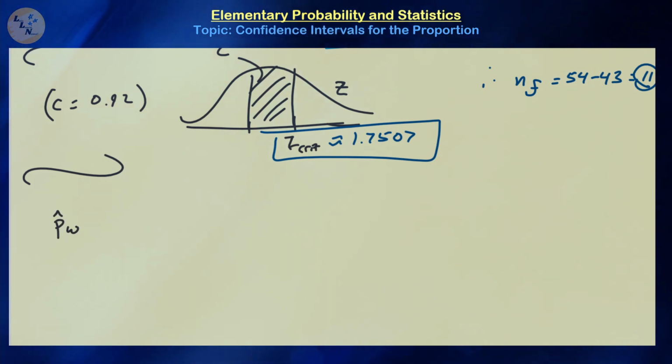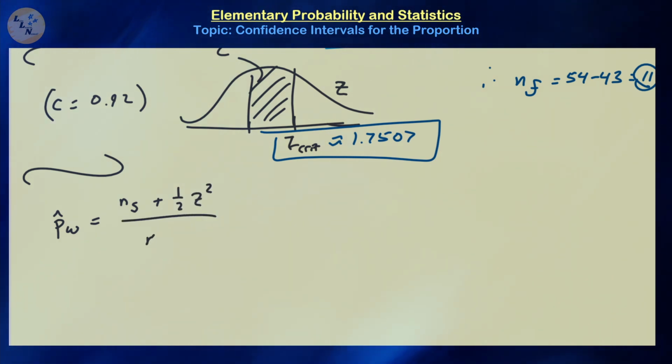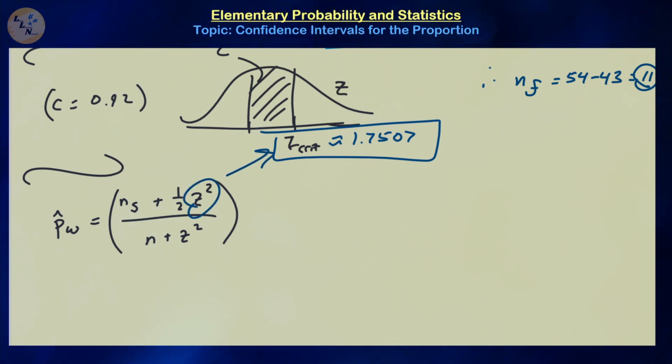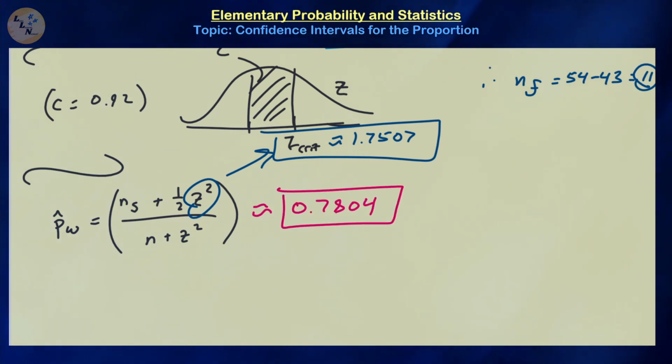So p hat W is going to be, again, n_S plus 1/2 the Z critical value squared, divided by n plus Z squared. So once you plug in the number of successes and the Z critical value that we have calculated, that squared, and then on the bottom our sample size plus the Z critical value quantity squared, one can find that that's going to be approximately equal to 0.7804.